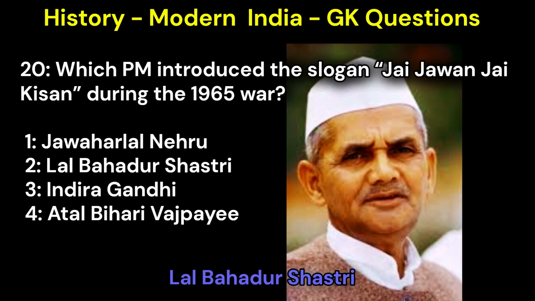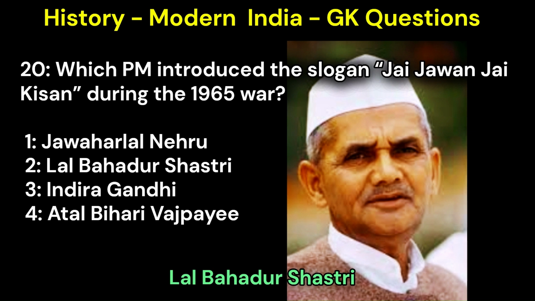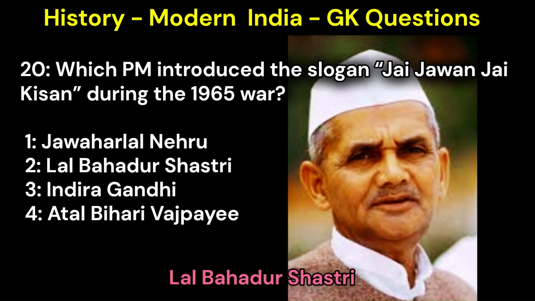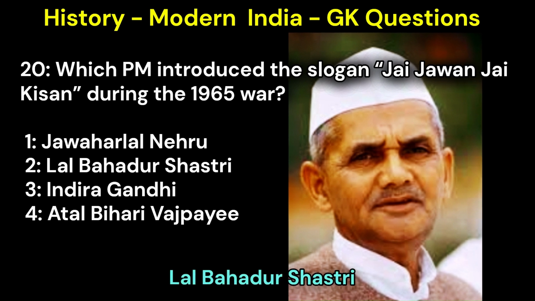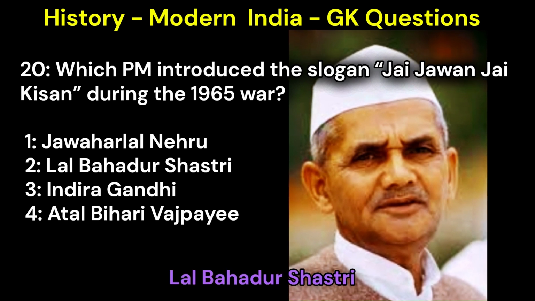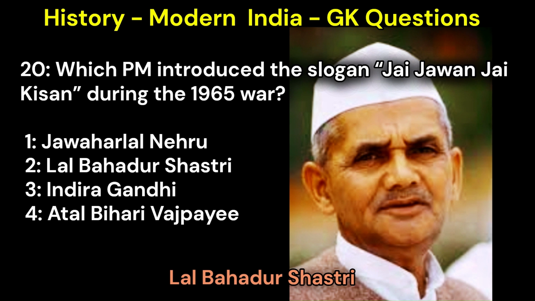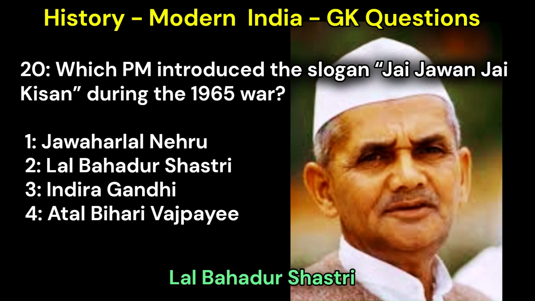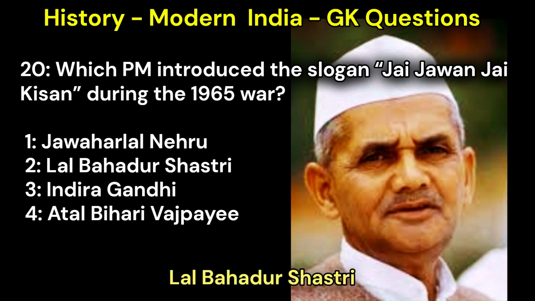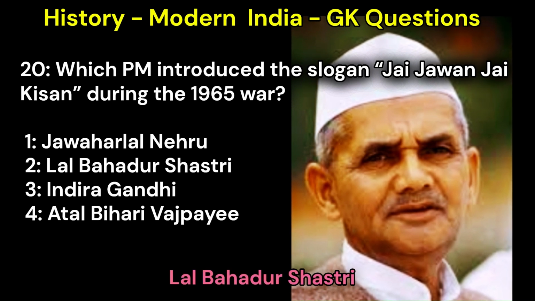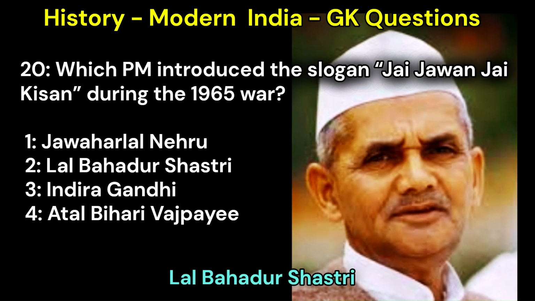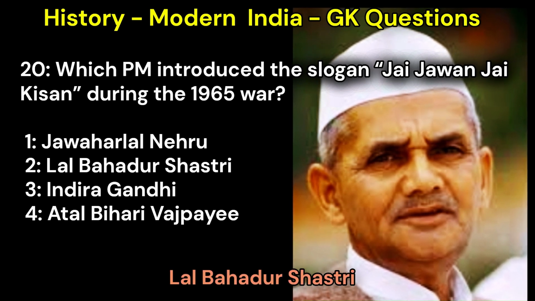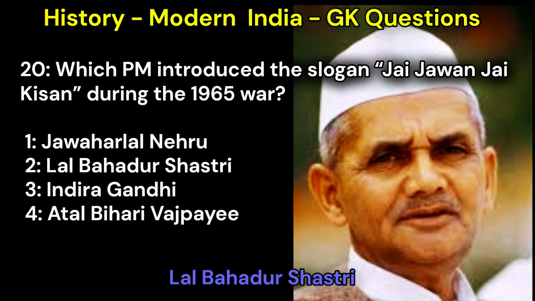Explanation: Lal Bahadur Shastri, PM from 1964 to 1966, coined Jai Jawan Jai Kisan, Hail the Soldier, Hail the Farmer, during the 1965 Indo-Pak War to boost morale and highlight the roles of soldiers and farmers in national security and food production. Shastri's leadership during the war and his emphasis on self-reliance left a lasting legacy until his sudden death in Tashkent in 1966.